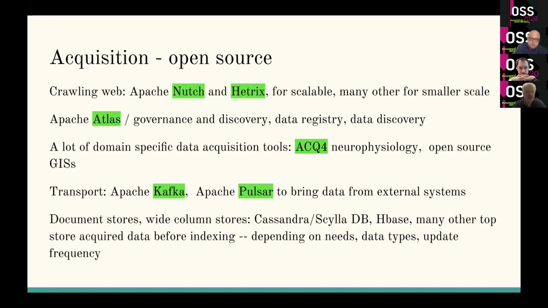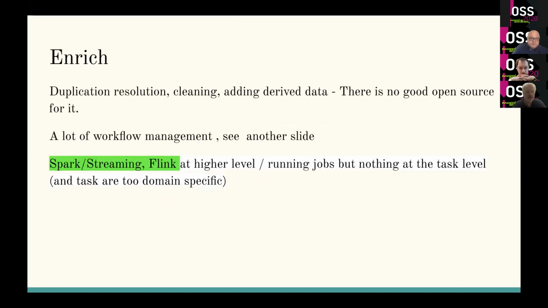If you want to transport data from an outside system, there are Apache Kafka and Pulsar, great open source tools to do this. And of course, once you get data into yours, before indexing, you want to keep it in your system and merge data. There are a lot of great open source database solutions like Cassandra, HBase. Open source is a really great tool to help you build this part of the system.